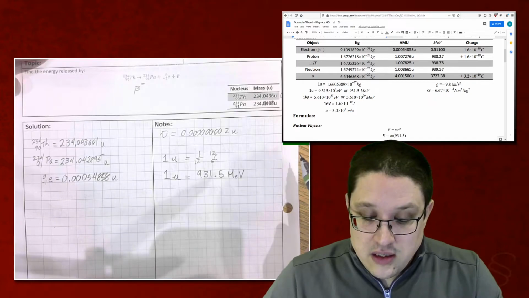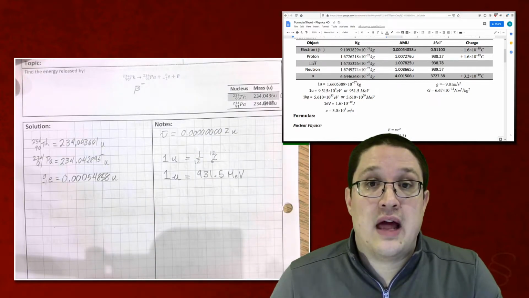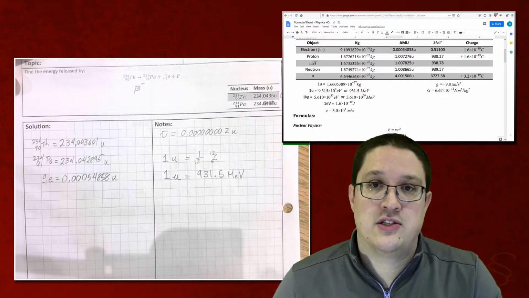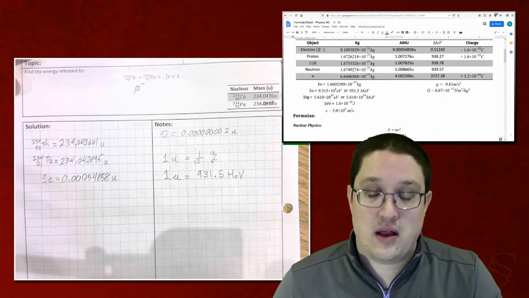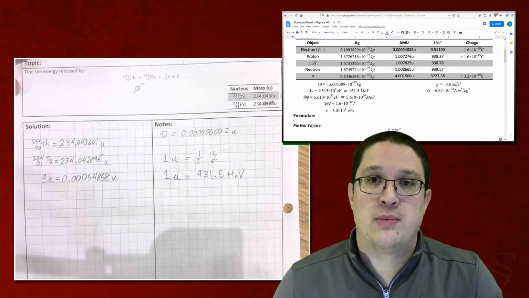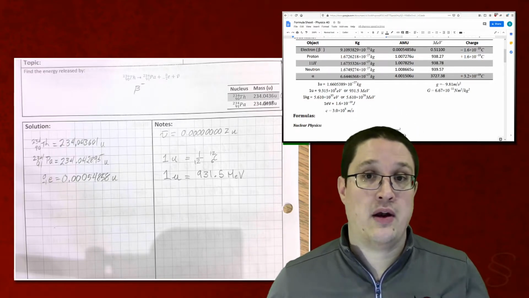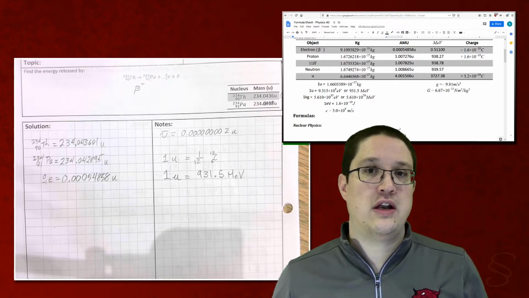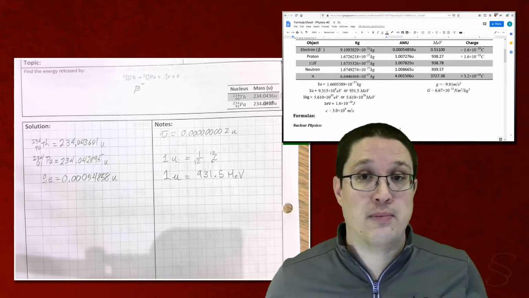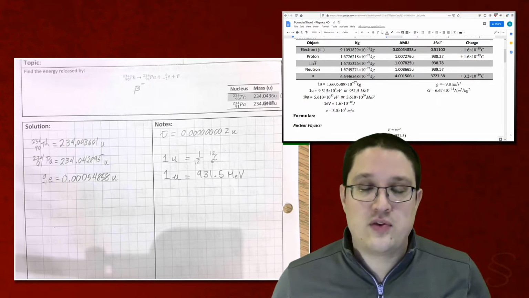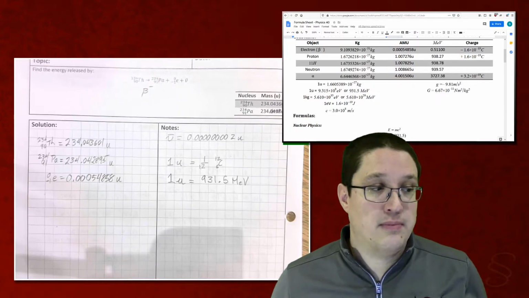So, to start off with, remember that energy must be conserved. From our mechanics unit, we talked about work and energy. Energy must be conserved no matter what form it's in, whether it's in potential energy or kinetic energy or nuclear binding energy or any other form of energy, it must be conserved.